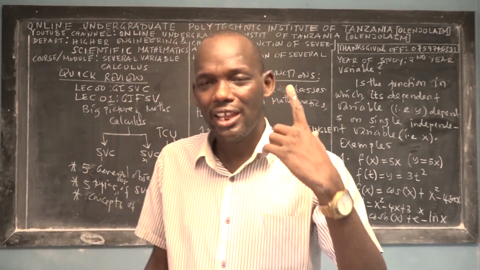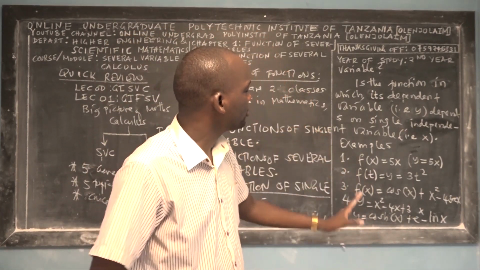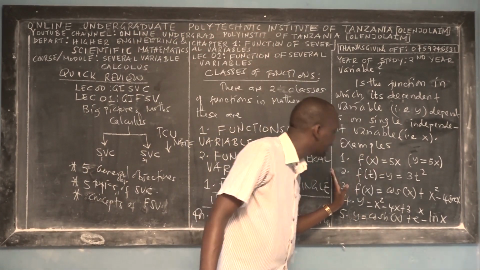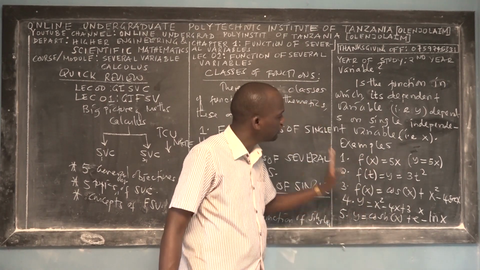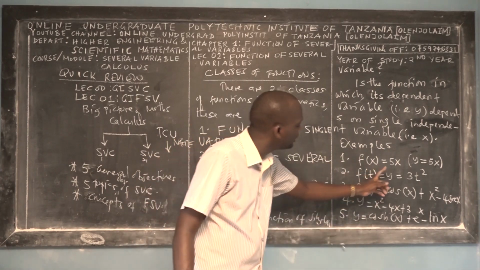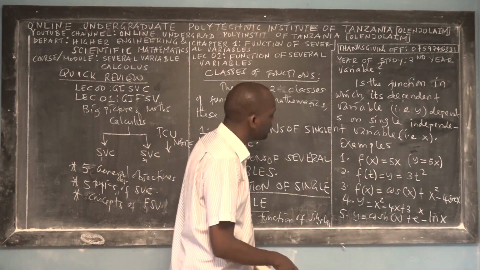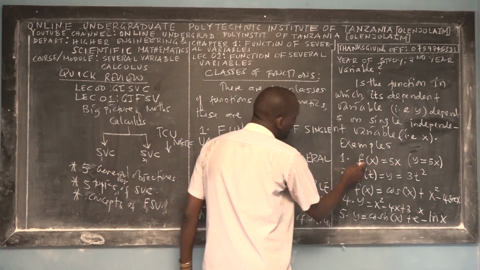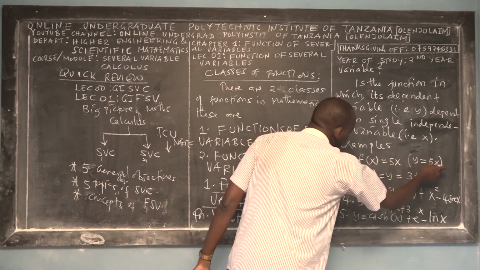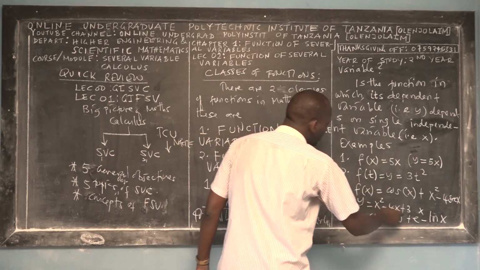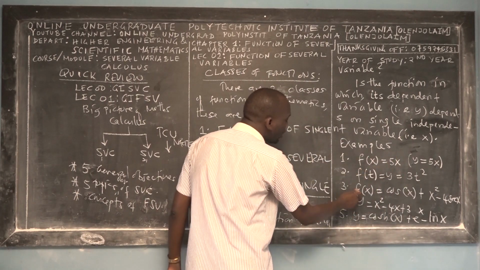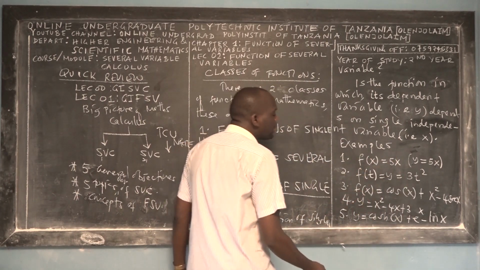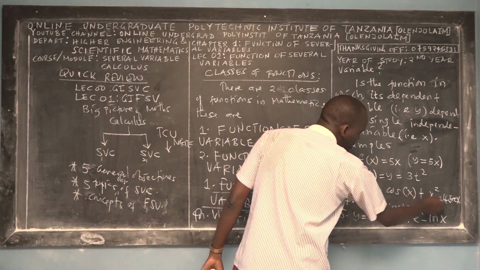Why do you call them functions of single variable? Because the dependent variable on the left hand side depends on one single independent variable. So for this one, the dependent variable is y, and the independent variable is x. For this one, the dependent variable is y, and the independent variable is t. For this one, the dependent variable is y. The independent variable is x.